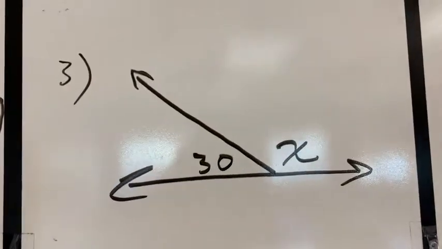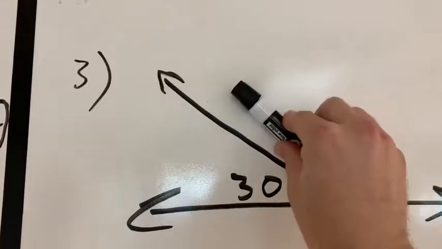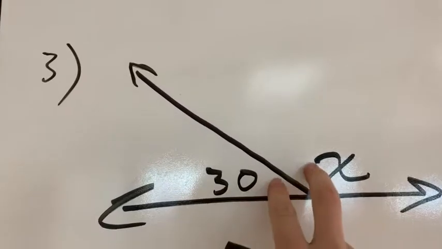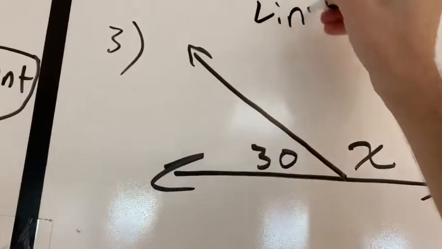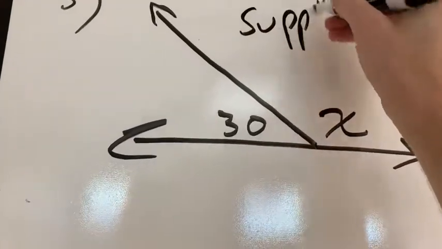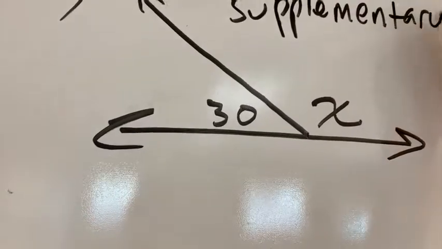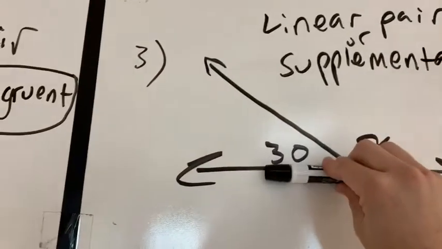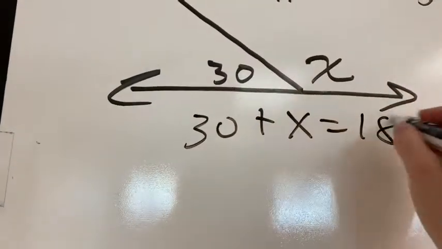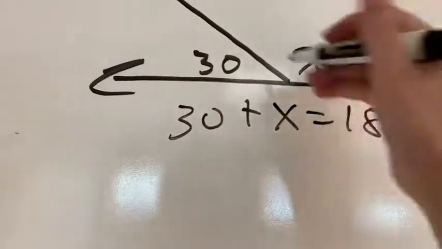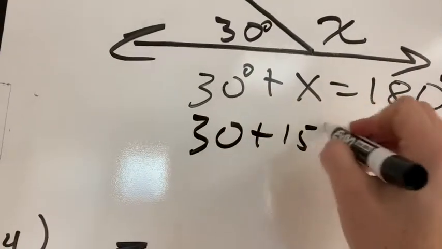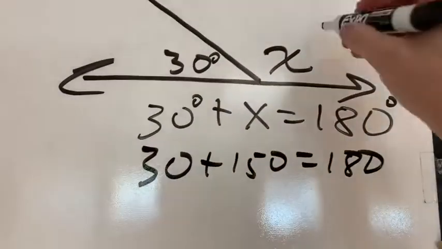Number 3 up here. So I see I have a super straight line that's broken into 2 pieces. Anytime we're dealing with a super straight line and the angles are next to each other, we're talking about that linear pair. Or you could call it supplementary. They're on a straight line and they're next to each other. That means that the 2 angles have to add up to 180. 30 plus whatever x is has to be 180. So 30 plus 150 gets us to that 180.